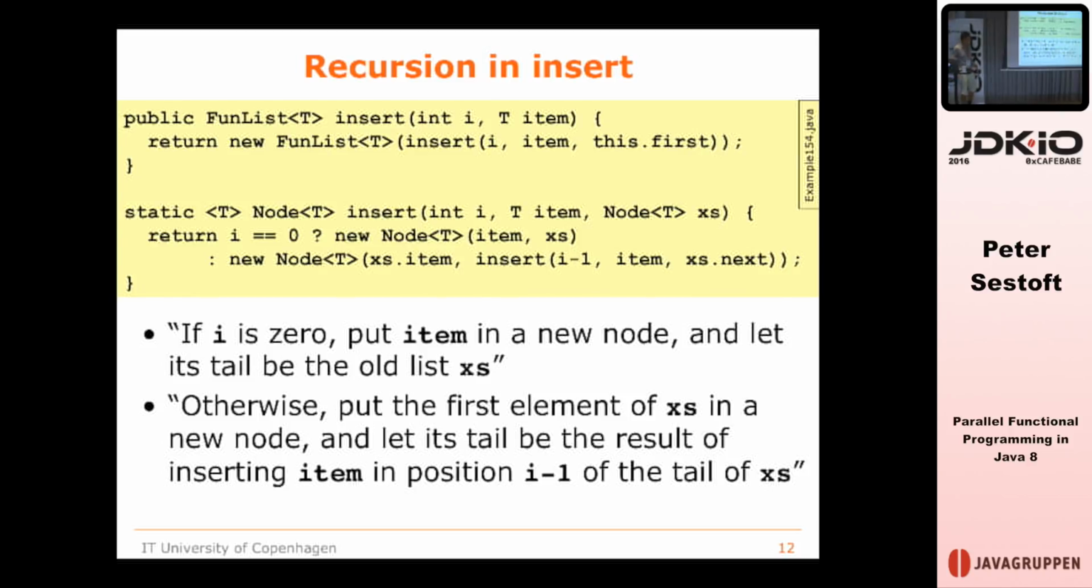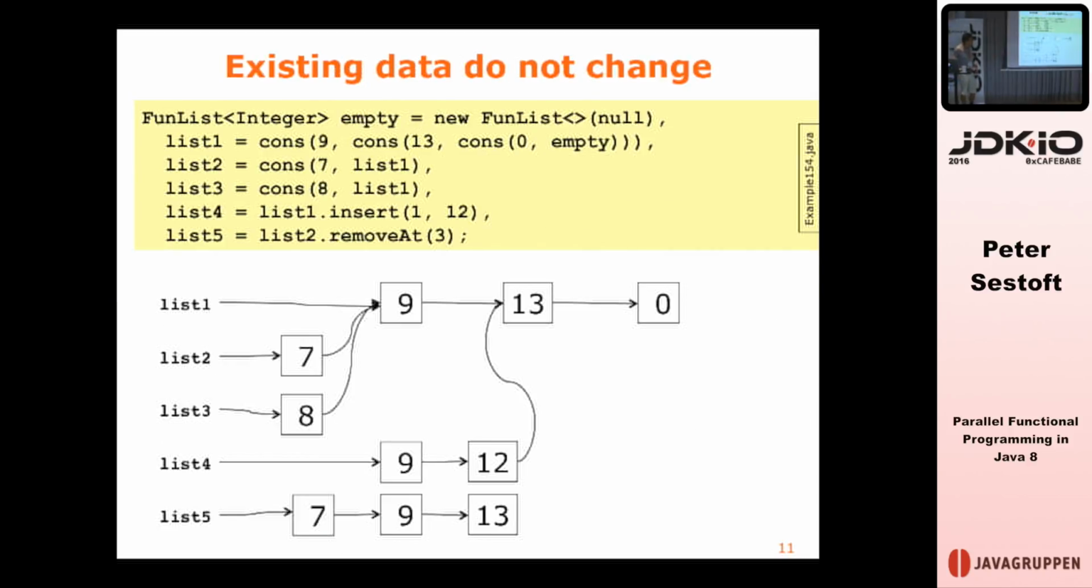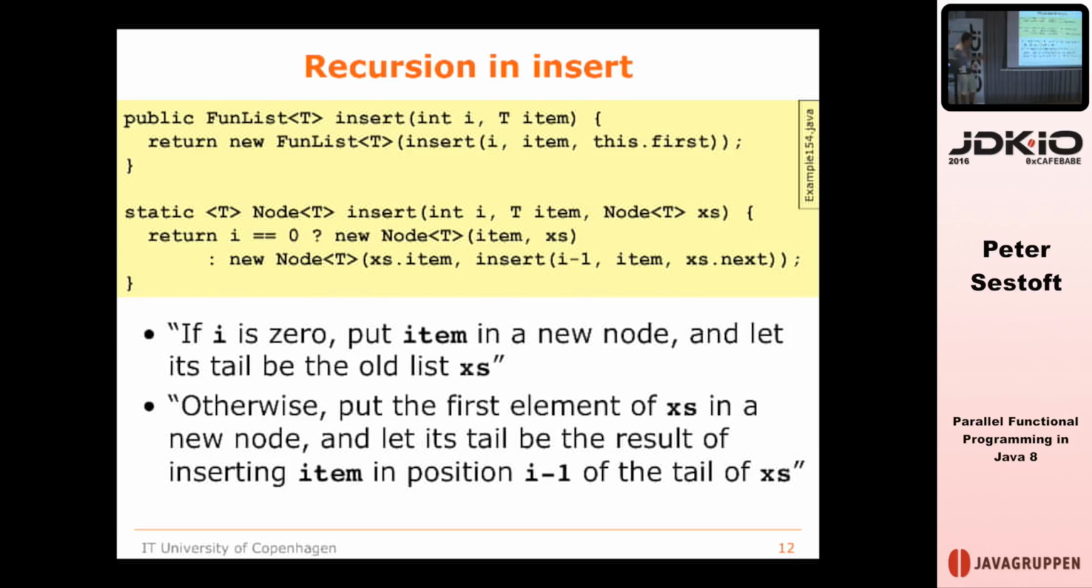So using recursion, it's completely trivial to implement this sort of non-mutating creation of new objects. So this is well known in functional programming. It's a little unusual in object-oriented programming, but very easy to learn, I think.